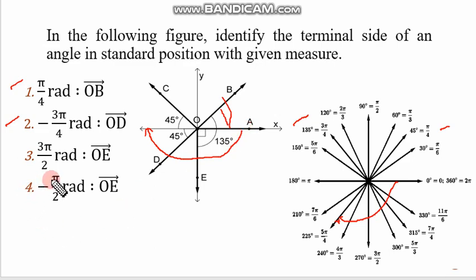Since this is negative, we rotate our angle clockwise. Next is 3 pi over 2 rad. The 3 pi over 2 rad is this one, 270 degrees. And here, that's the ray OE. And lastly, negative pi over 2. The pi over 2 is here. That is 90 degrees. Since this is a negative sign, we will rotate our angle clockwise by 90 degrees. So this is the answer, ray OE.